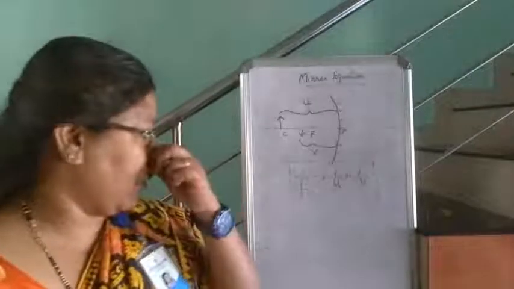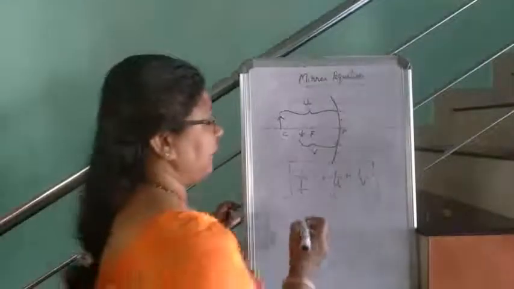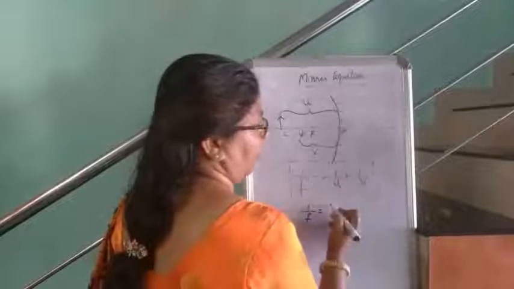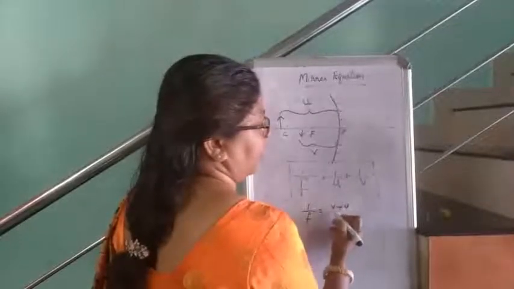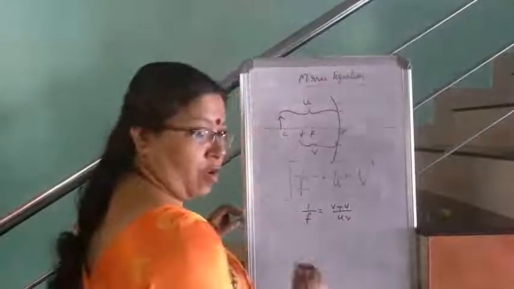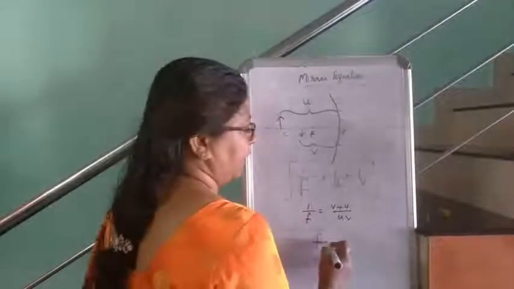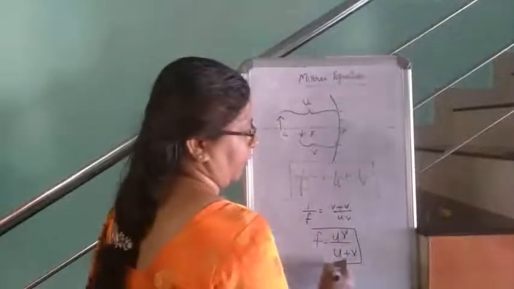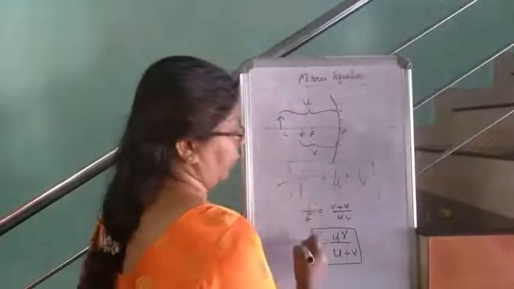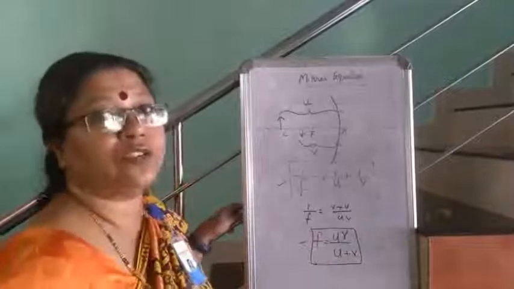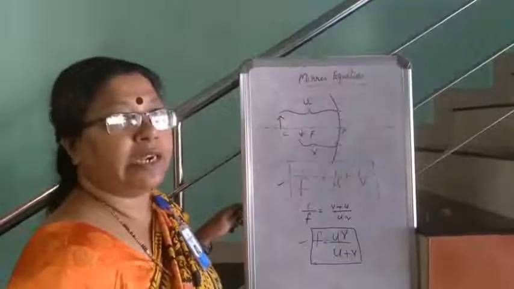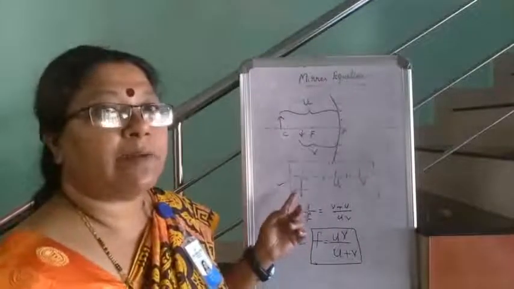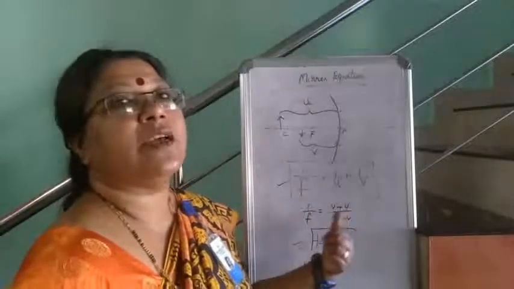Now you have to simplify this equation. You have learned cross multiplication. So 1 by F is equal to, when you cross multiply, V plus U by UV. Or when you reciprocate it, you get F is equal to UV by U plus V. You can take either of these two equations for solving problems related to mirrors. So the mirror equation is 1 by F is equal to 1 by U plus 1 by V.